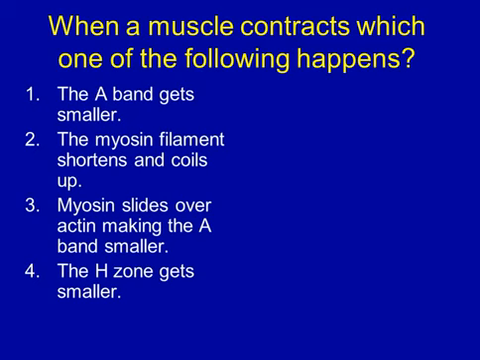Does the H zone get smaller? Yes. What's the other area that gets smaller? The I band. The overall, it shortens the sarcomere, right?